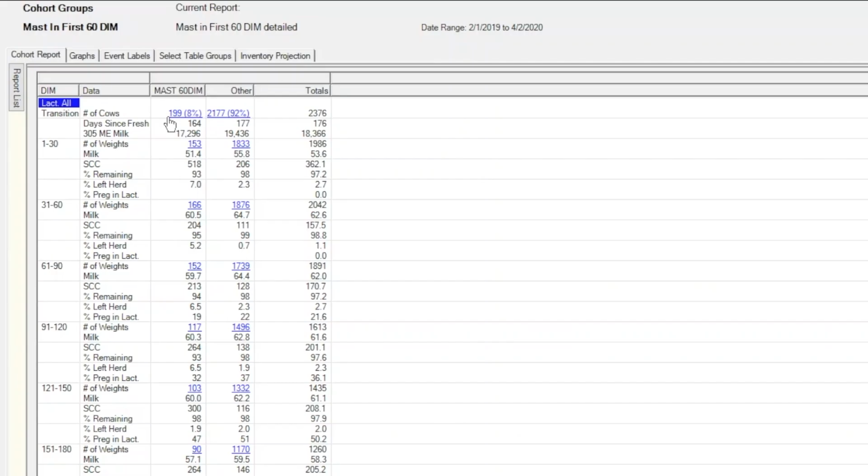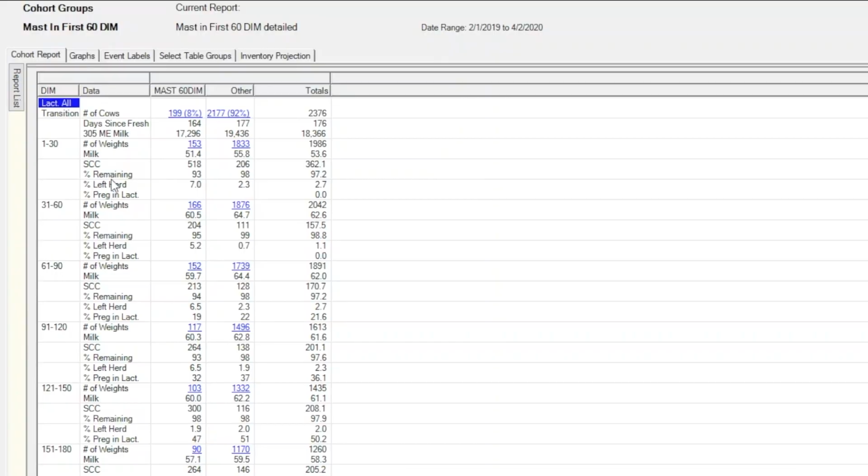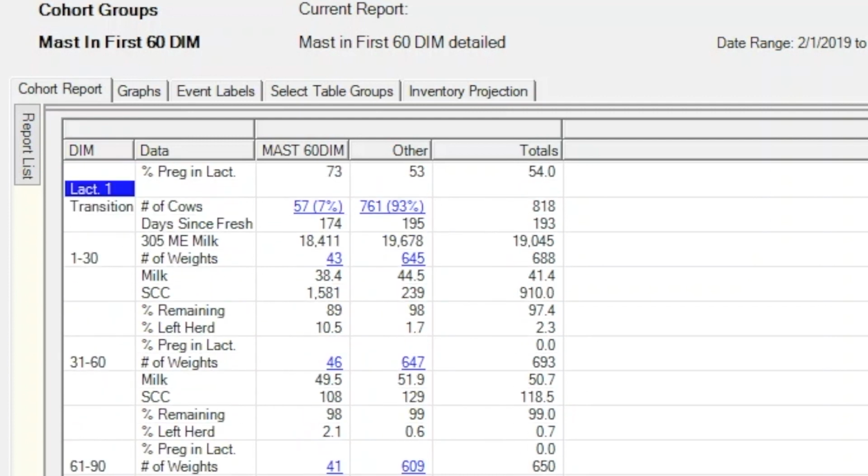Other things that I like to look at on this report is reproduction. If we scroll down to 150 days, I want to know the percent of animals that are pregnant. On the animals that had mastitis in the first 60 days, 47% of them are pregnant, versus 51% of animals that did not have mastitis. So you can see that there's an effect on the reproduction as well.